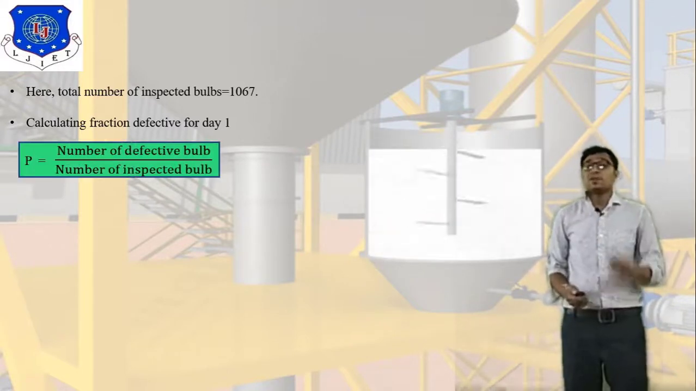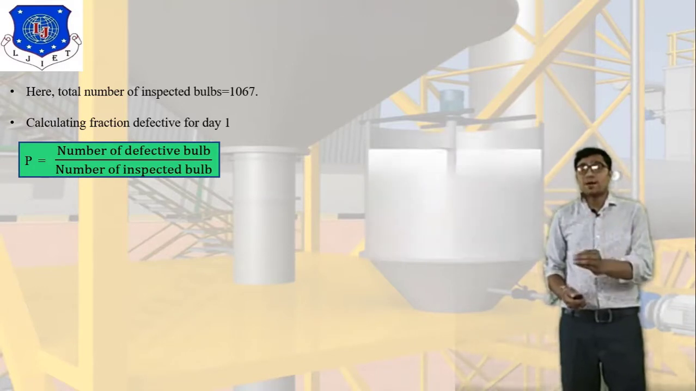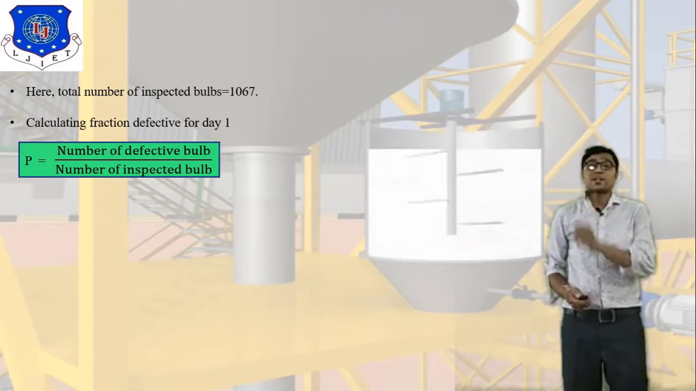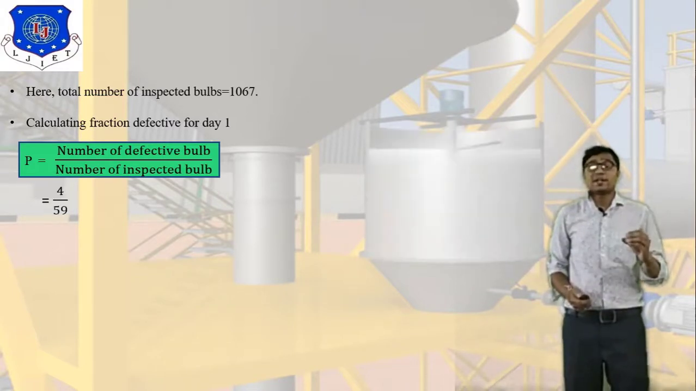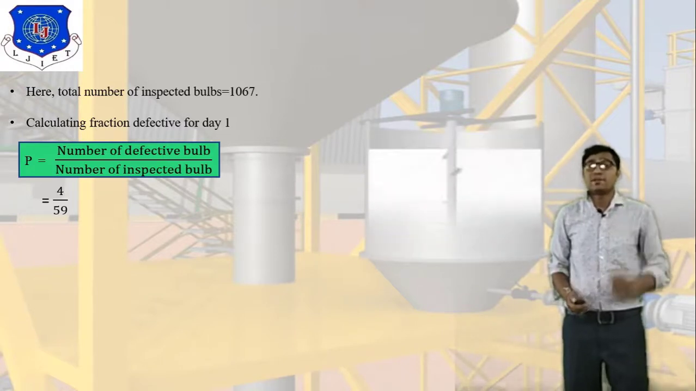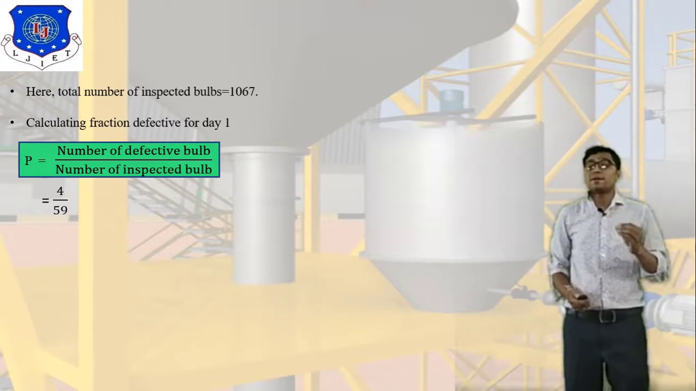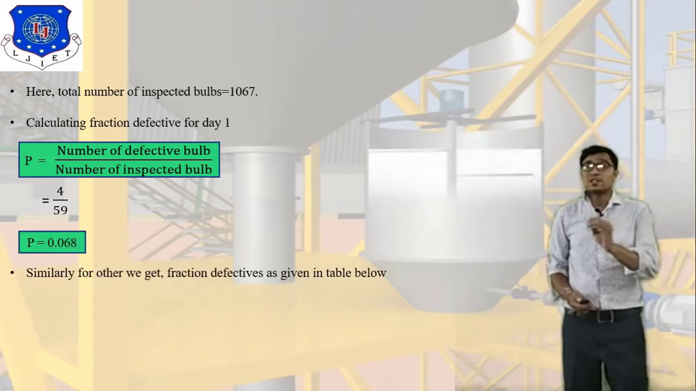First of all you need to find out P. P is equal to number of defective bulbs upon number of inspected bulbs. So on day number 1 there are 59 units, and out of 59 there are 4 units having some defect. So P is equal to 4 divided by 59. You will get P is equal to 0.068.